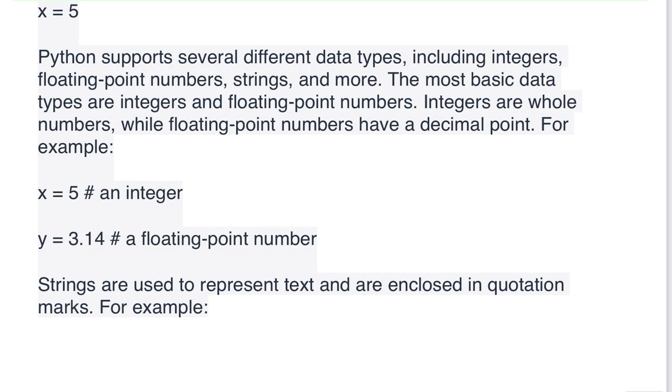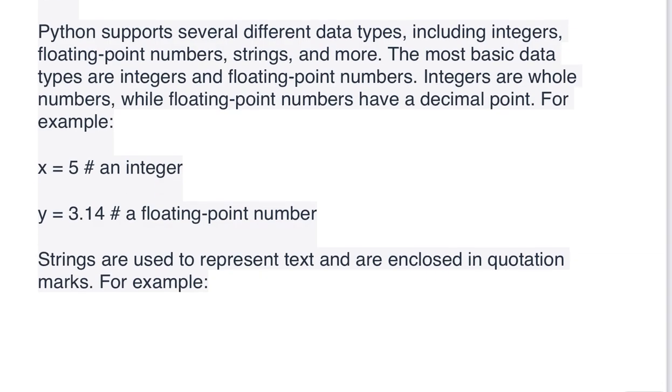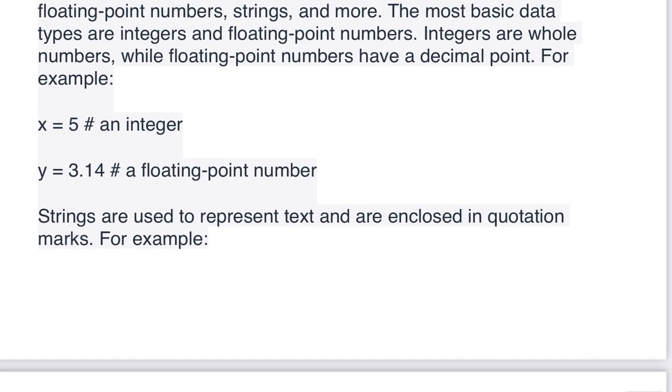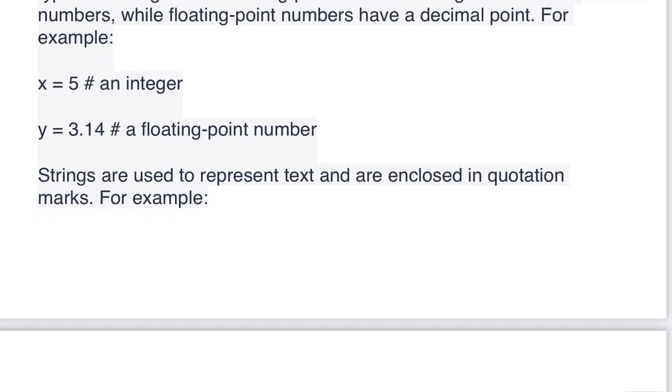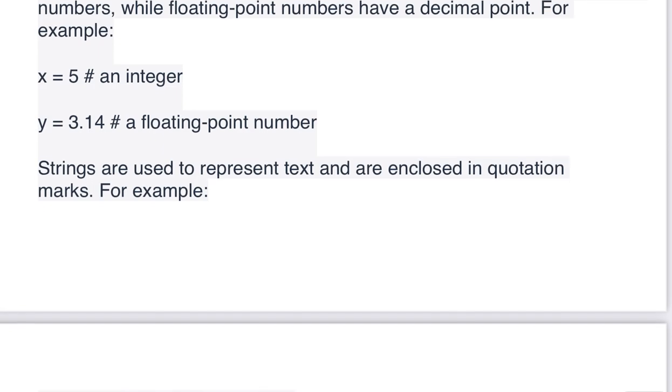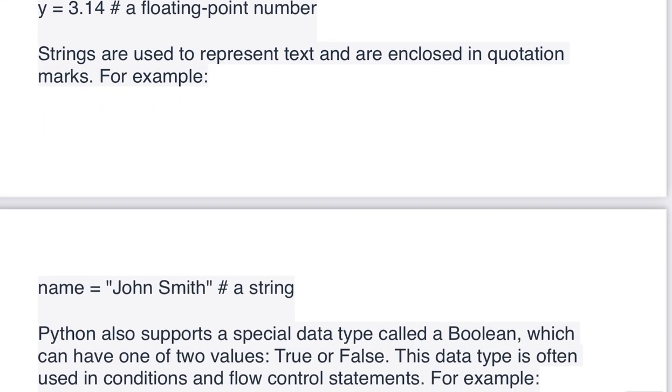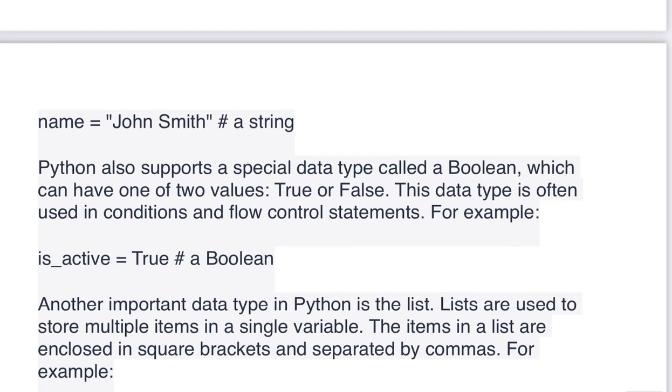The most basic data types are integers and floating point numbers. Integers are whole numbers, while floating point numbers have a decimal point. For example, x = 5 is an integer, and y = 3.1 is a floating point number. Strings are used to represent text and are enclosed in quotation marks. For example, name = "John Smith".